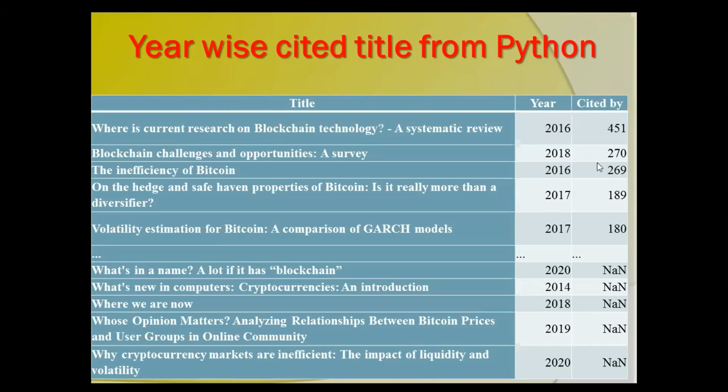We have done the top 5 journals, top 5 titles by top citation. This title till now didn't get any citation, that is NaN. This is the Python software for that. If you want the top 10 journals, you can write the program. In Python, without a program, you can't execute it. You can see the year-wise top 10, the hierarchy of cited articles.